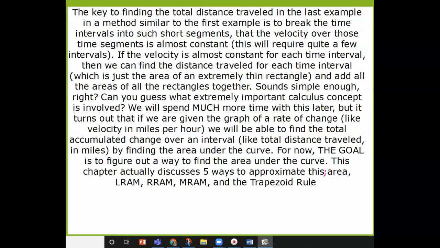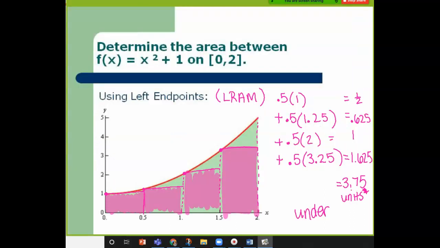Our goal for today is to find that area under the curve using approximations known as left Riemann sums, right Riemann sums, middle Riemann sums, and trapezoids. So, to determine the area under a function, we want to look at the left Riemann sums. These are called the left endpoints. In order to find the left Riemann sum, we are going to plot our points on the left side.